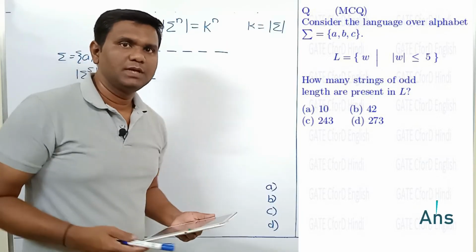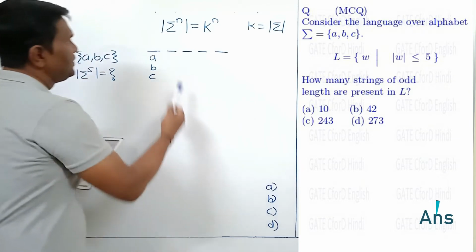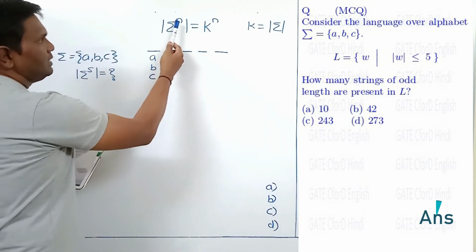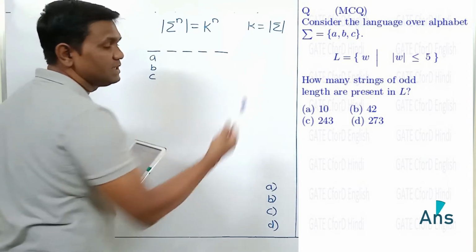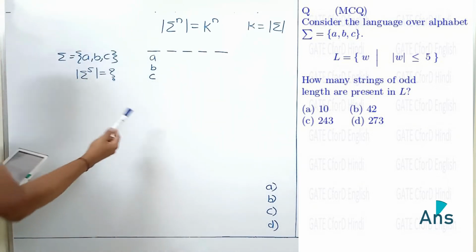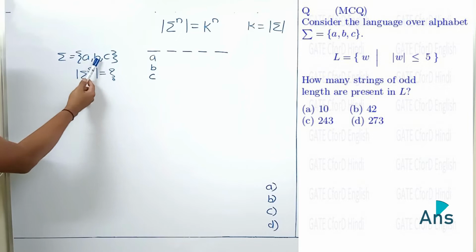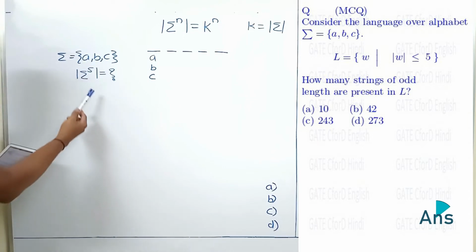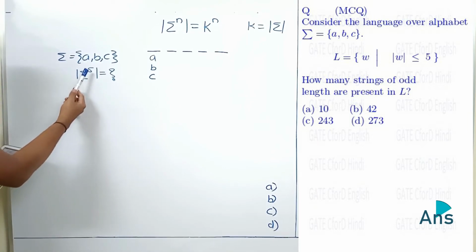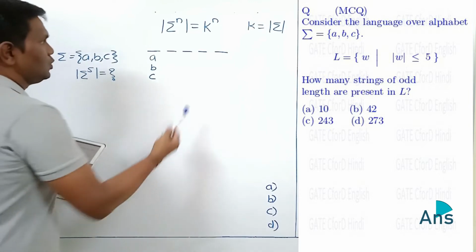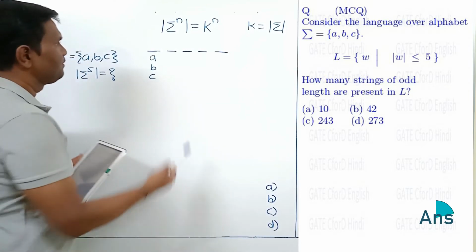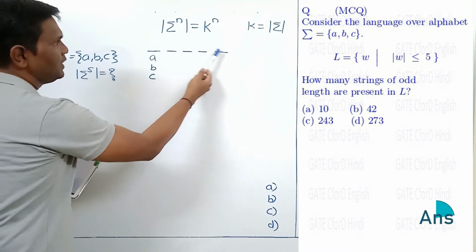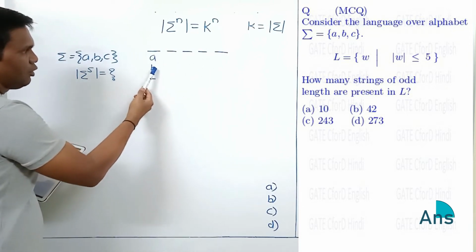Now to solve this problem, we should know this formula. Number of strings in sigma power n is equal to k power n, where k is number of symbols in alphabet. So consider this example. Alphabet contains A, B and C, 3 symbols, and we want to find how many strings are there in sigma power 5. So sigma power 5 means set of all strings of length 5, and we have 5 places to fill. At each place we have 3 options.